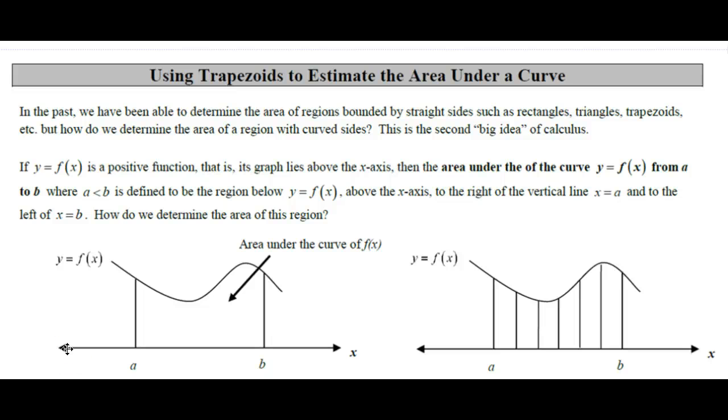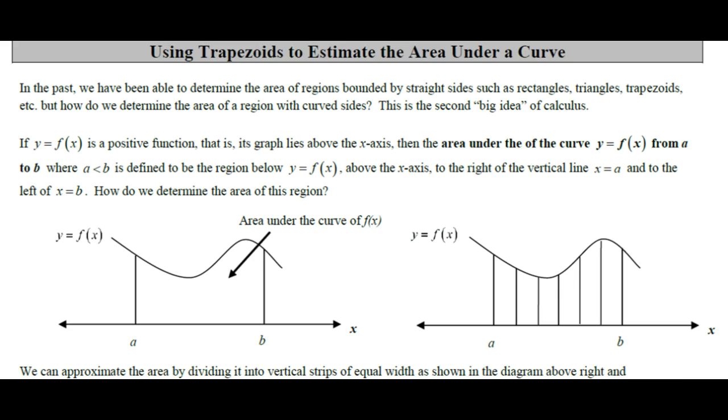Okay, the second great, actually the first great problem of calculus, which is the area under a curve. That was the first because the Babylonians actually kind of figured that out. The second big idea was the other one, slope of tangent line. But in the past, we've been able to determine the area of regions bounded by straight sides, such as rectangles, triangles, trapezoids, etc. How do we determine the area of a region with curved sides? This is the first big idea of calculus.